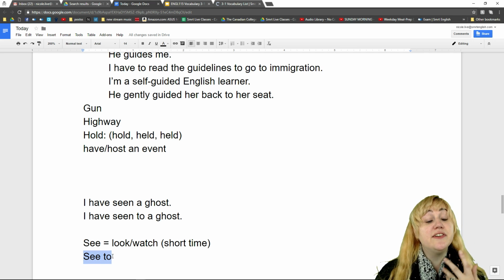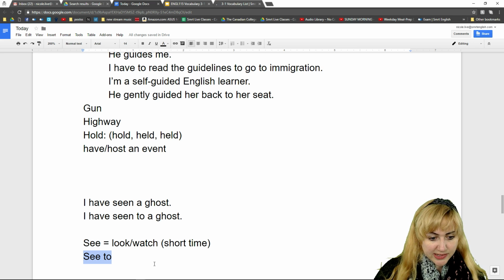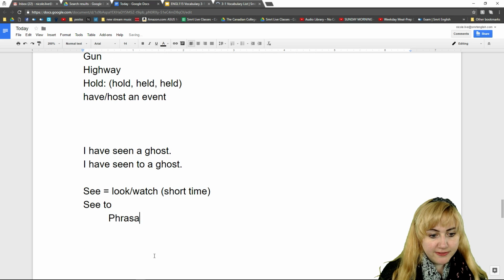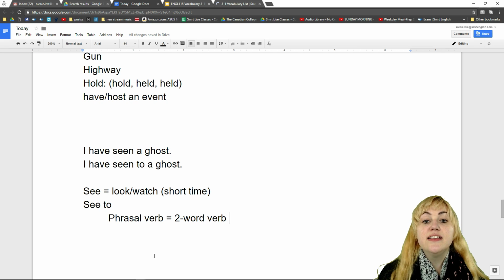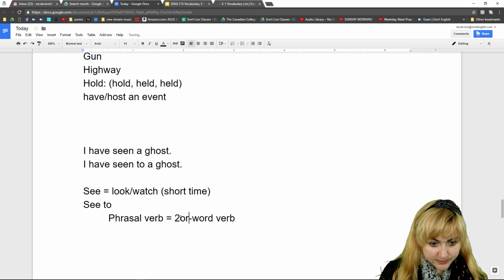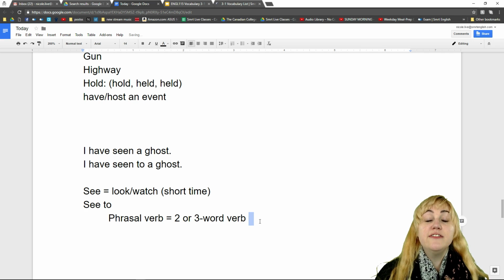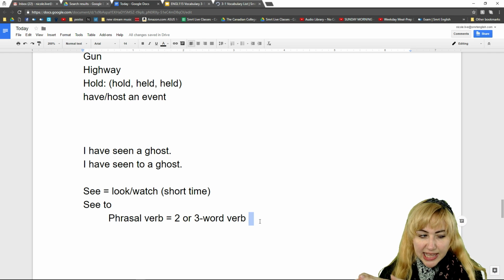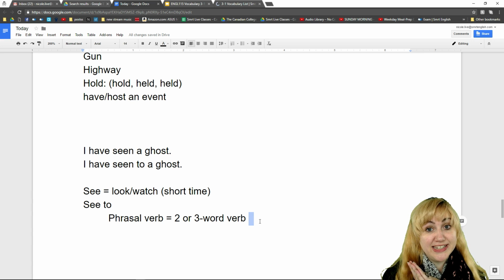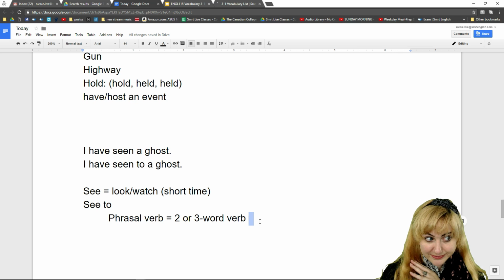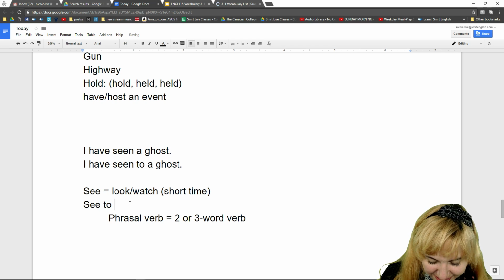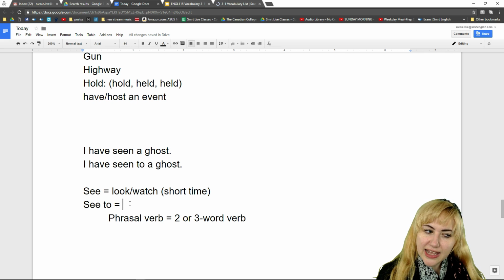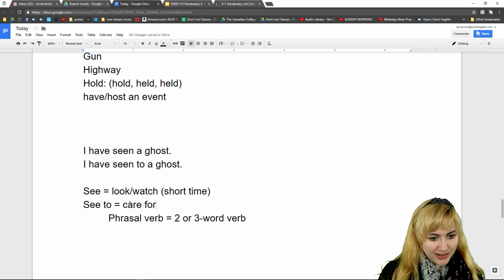See to is a phrasal verb. A phrasal verb is a two-word verb. Let me write this down. A phrasal verb is a two-word, or three-word, verb. And the first part looks like a normal verb, and the second part or the third part looks like a preposition. It's not a preposition, but it looks like one. Okay, it's actually called a particle, if you want to know. Okay, so see to is a phrasal verb, and it kind of means like care for or take care of.